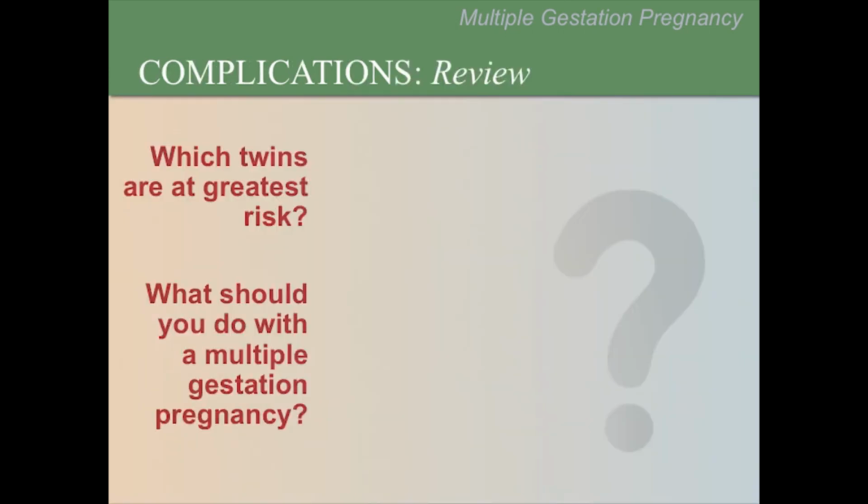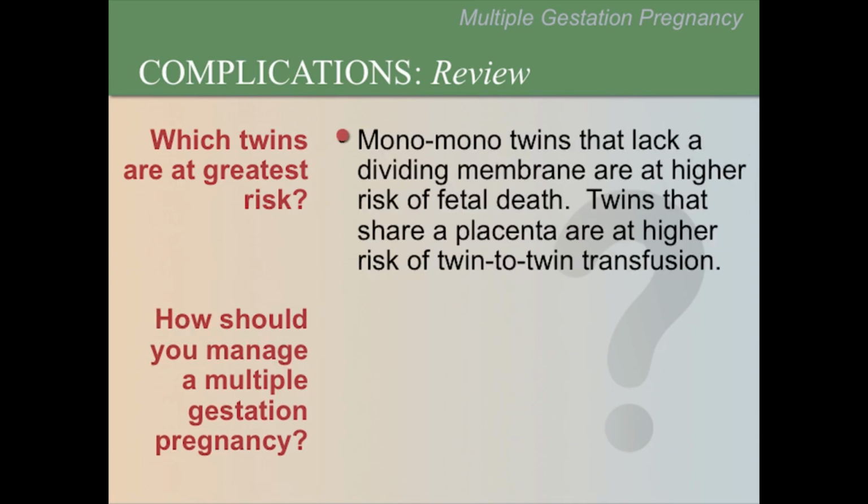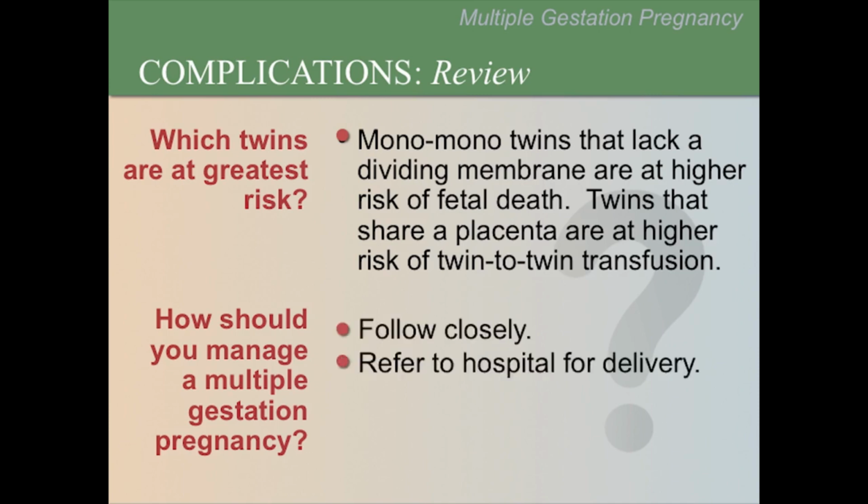Now let's review key points. Which twins are at greatest risk of complications? Mono-mono twins that lack a dividing membrane are at a higher risk of fetal death. Twins that share a placenta are at higher risk of twin-to-twin transfusion. How should you manage a multiple gestation pregnancy? Always follow these pregnancies closely and refer for hospital delivery.